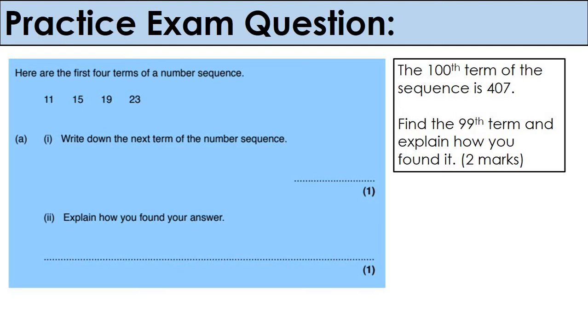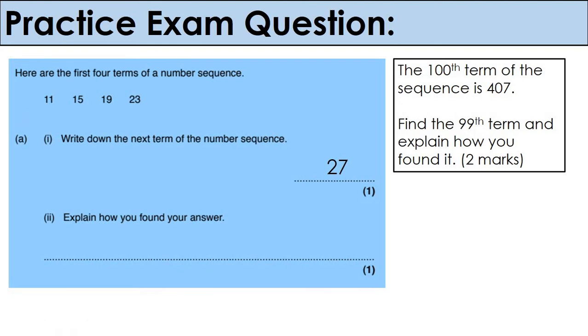Brilliant, we'll go through this one together. Here are the first 4 terms of a number sequence. Write down the next term. So first let's work out what's happening. So we're adding 4 each time. So 23 add 4 is 27. Big tick if you've got that one right in your red pen, which I'm sure you have.